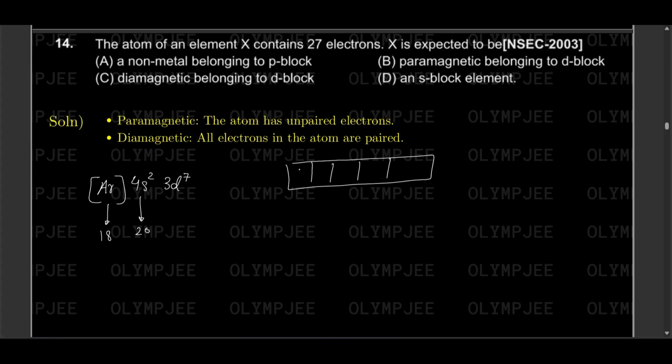So the electronic configuration would be something like this: first single electrons fill in each box, then double electrons. Since this has 3 unpaired electrons, and an atom which has unpaired electrons is known as paramagnetic, it would be a paramagnetic element belonging to the d block.